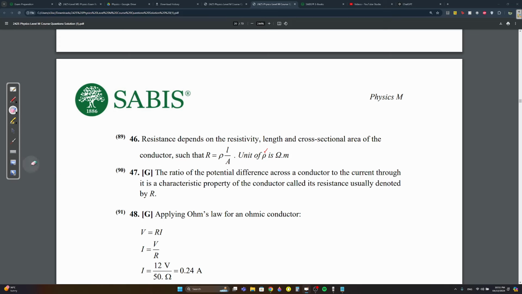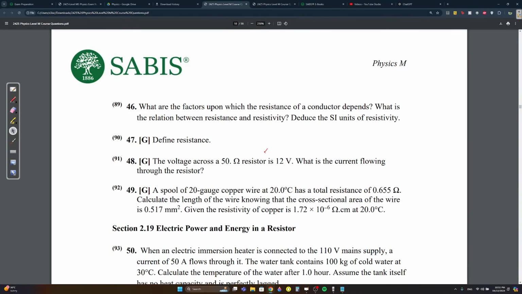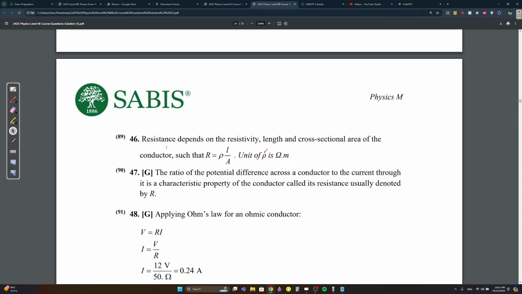What is resistance? Resistance is the ratio of potential difference to the current. Remember, R is equal to V over I. Always start with the formula. It is a characteristic property of a conductor called resistance. Just say resistance is the value of the potential difference divided by the current.